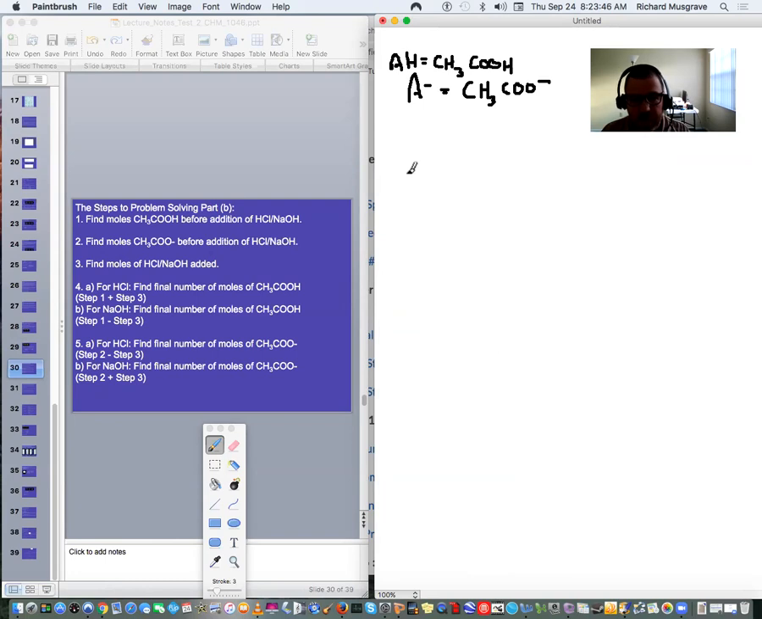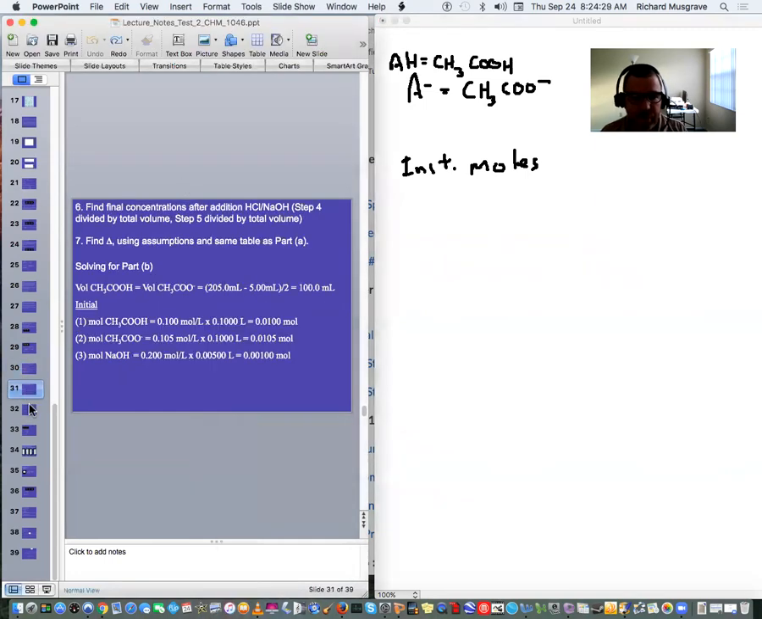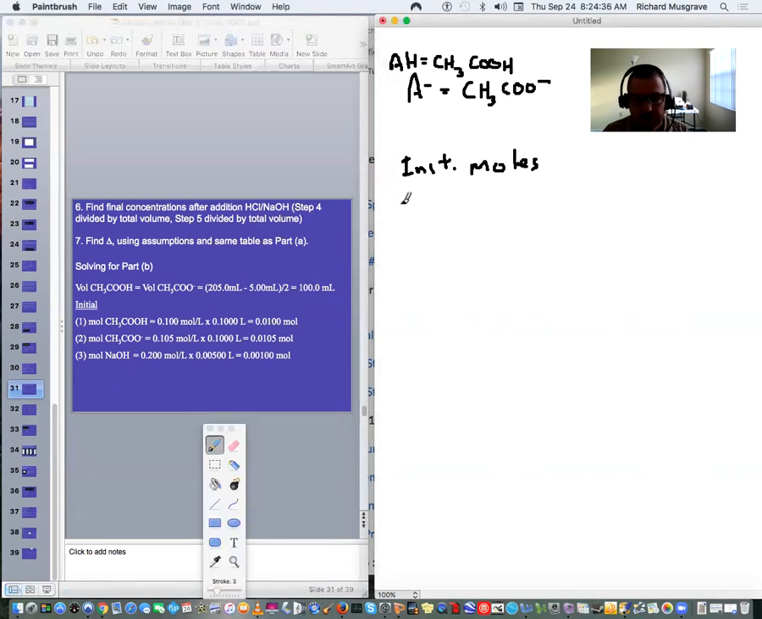So we're starting out here with the initial moles. Now to get moles of anything from a concentration and a volume, you multiply them together. So that's what we're going to do first. We're going to find the moles of AH before the addition of the acid or the base. In this case, we're adding base. And then we're going to find the moles of the A minus before we add anything. And then we're going to find the moles of the NaOH that we're adding. So let's go to the next slide here, and you can see this. This is initial. Just for simplicity's sake, I'm using AH and A minus here.